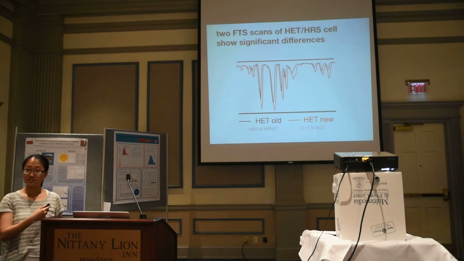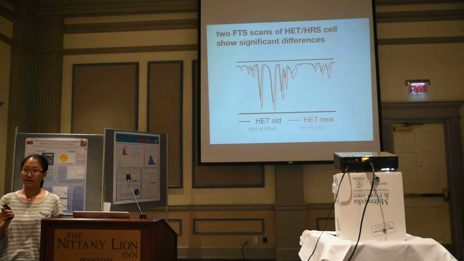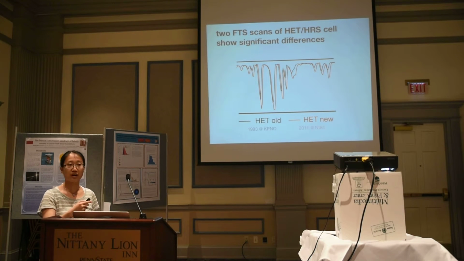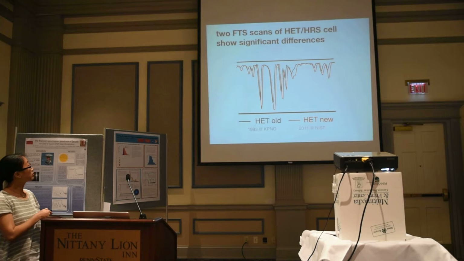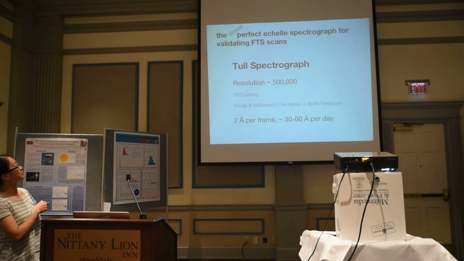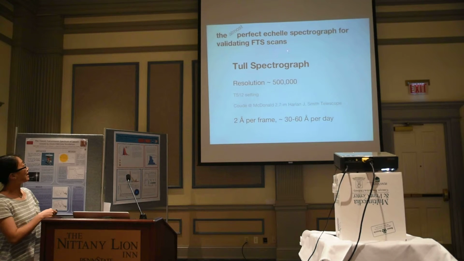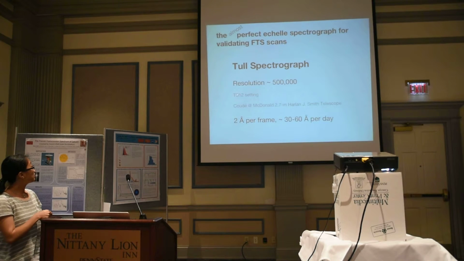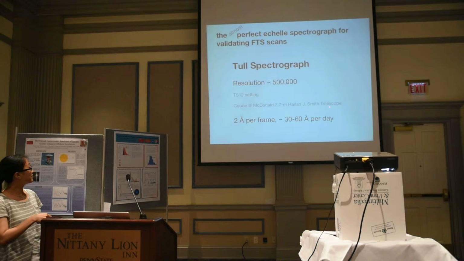So to break the tie, we jump out of the Fourier space and step into the real space and use an Echelle spectrograph instead of a Fourier spectrograph. And we found the almost perfect spectrograph for the task of validating FTS scans for iodine cells. It's called the Tull spectrograph. It has a resolving power of 500,000 using its TS12 setting. It's in the clean room of the McDonald 2.7 meter telescope.